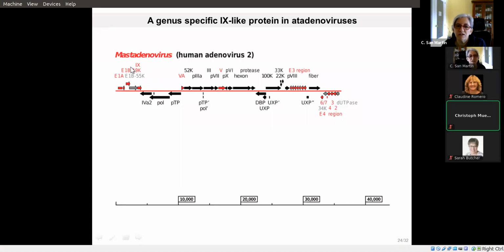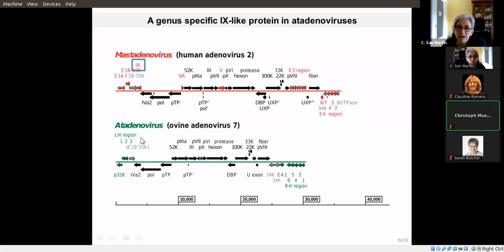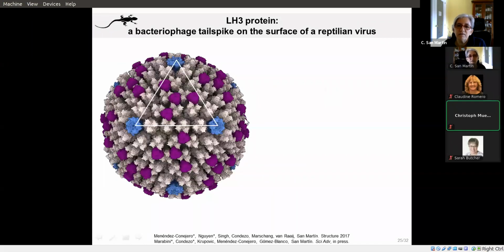In other genera, there is no protein 9, but the adenoviruses have a structural protein that kind of substitutes for protein 9, and this is called LH3. Now we have solved the structure of an adenovirus infecting lizards, and you can see that LH3 forms these purple blobs here on the very outer capsid surface on top of the hexon towers.